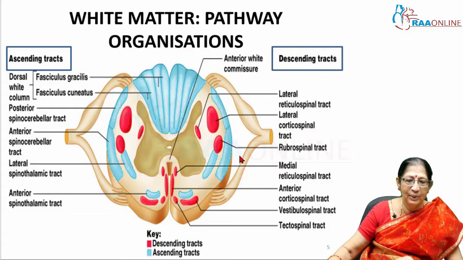Predominantly it will be the corticospinal tract, and this is the gray matter, and here you have the anterior horns and the posterior horn cells will be present.